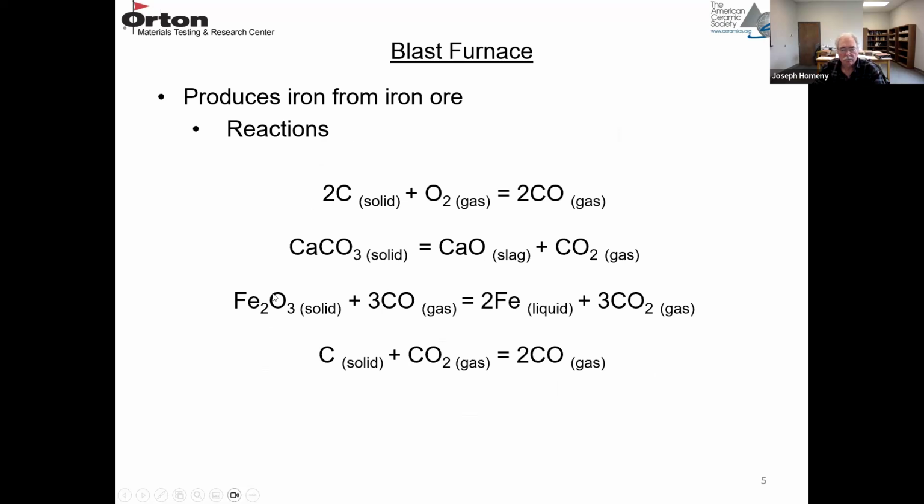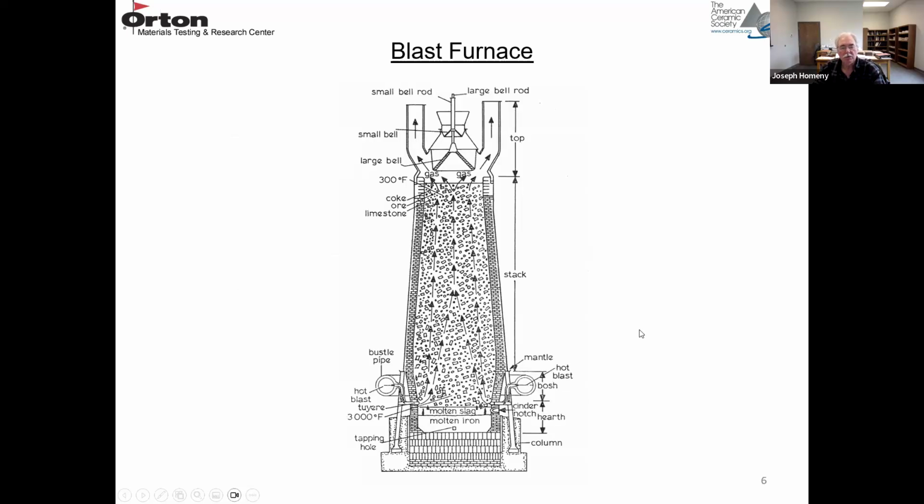So the reactions that are taking place in this vessel: carbon plus O2 forms CO gas. The calcium carbonate decomposes to lime and CO2 gas. And then the iron oxides react with CO to form liquid iron plus CO2 gas. And then the carbon again can react with the CO2 gas to form more CO gas. So here you're forming the liquid iron. It has about 5% residual carbon.